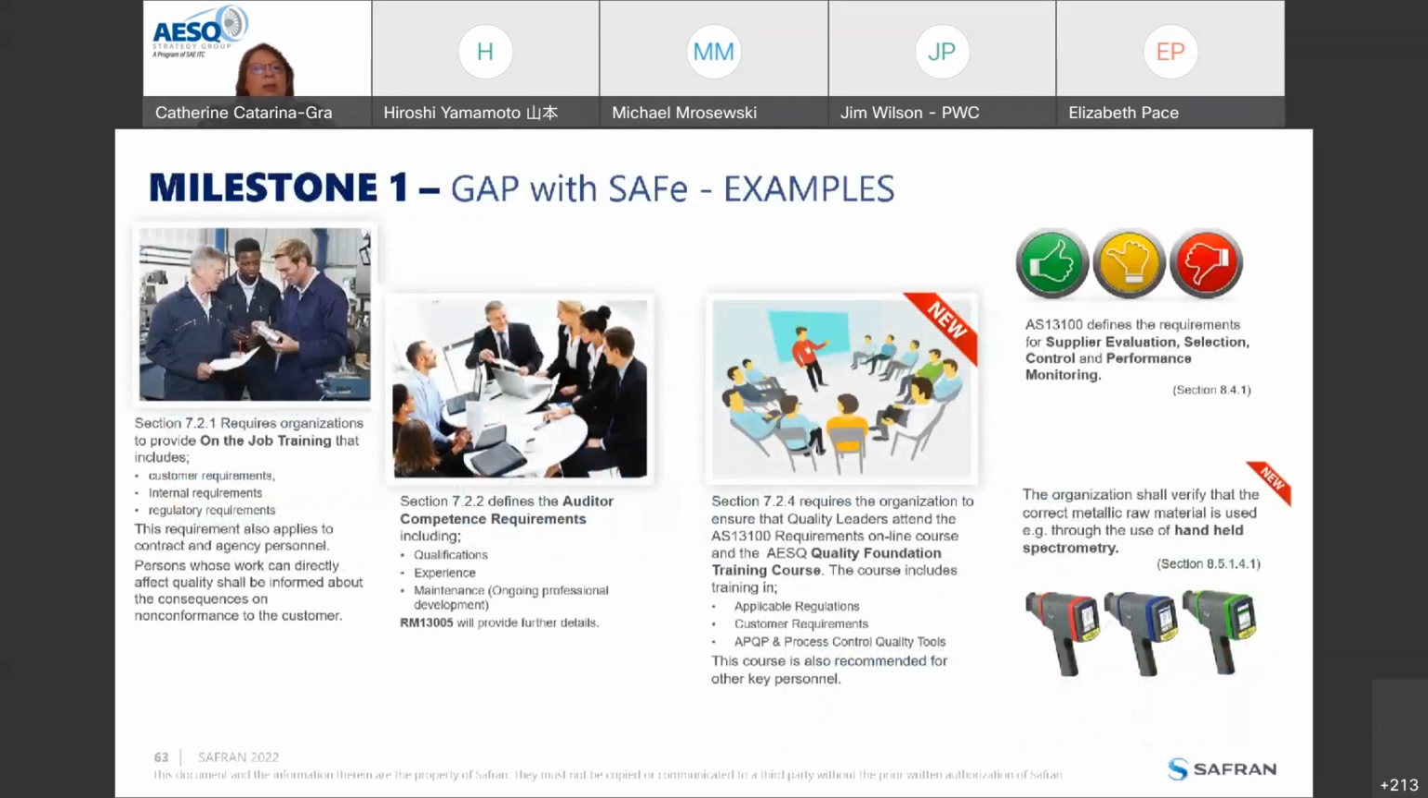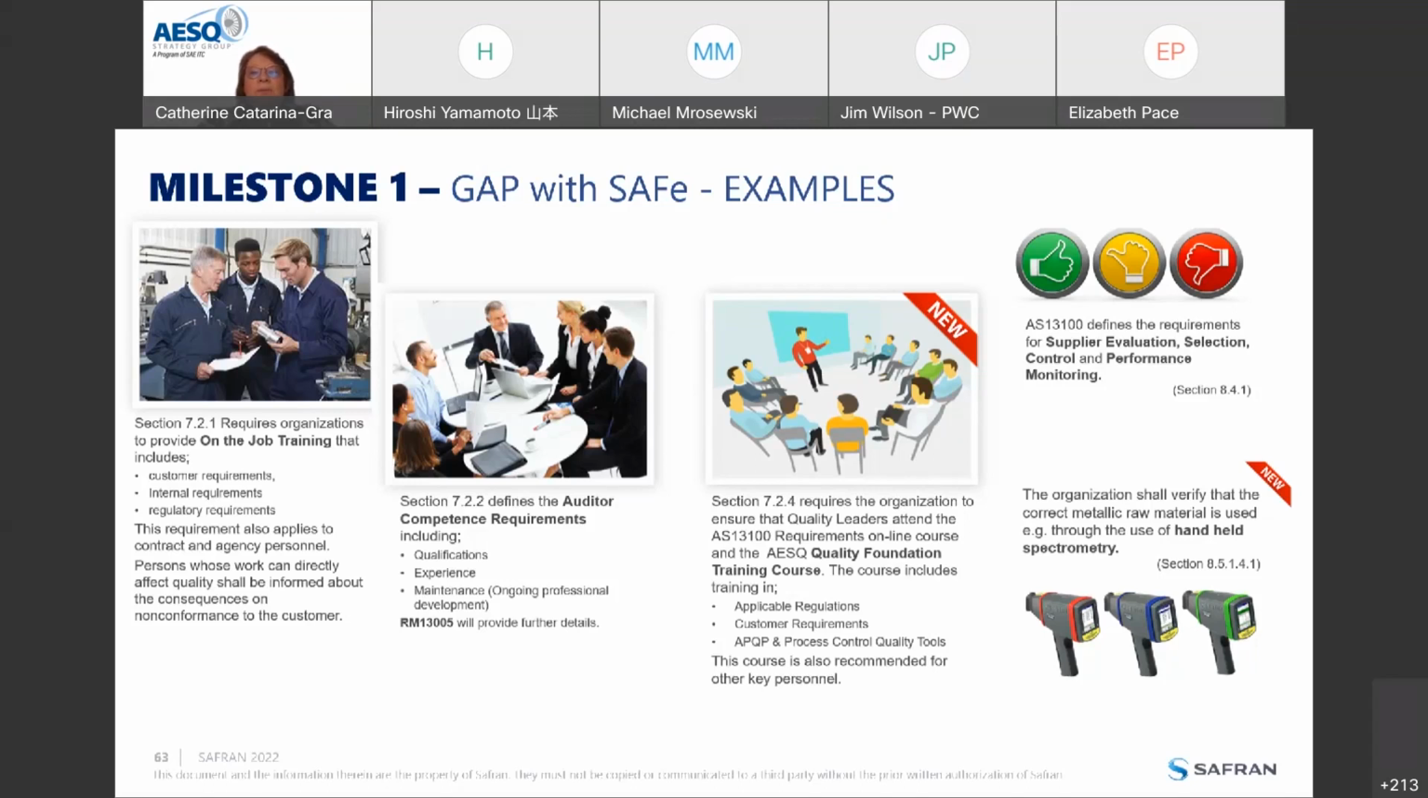So some example gaps with SAFE, of course. The on-job training with the customer requirement, internal requirement. We were asking something, but not that detailed. We are a bit different with the auditor competence requirements. Of course, the quality foundation training course is something new, but I think it's new for everyone. It was not in SAFE initially.